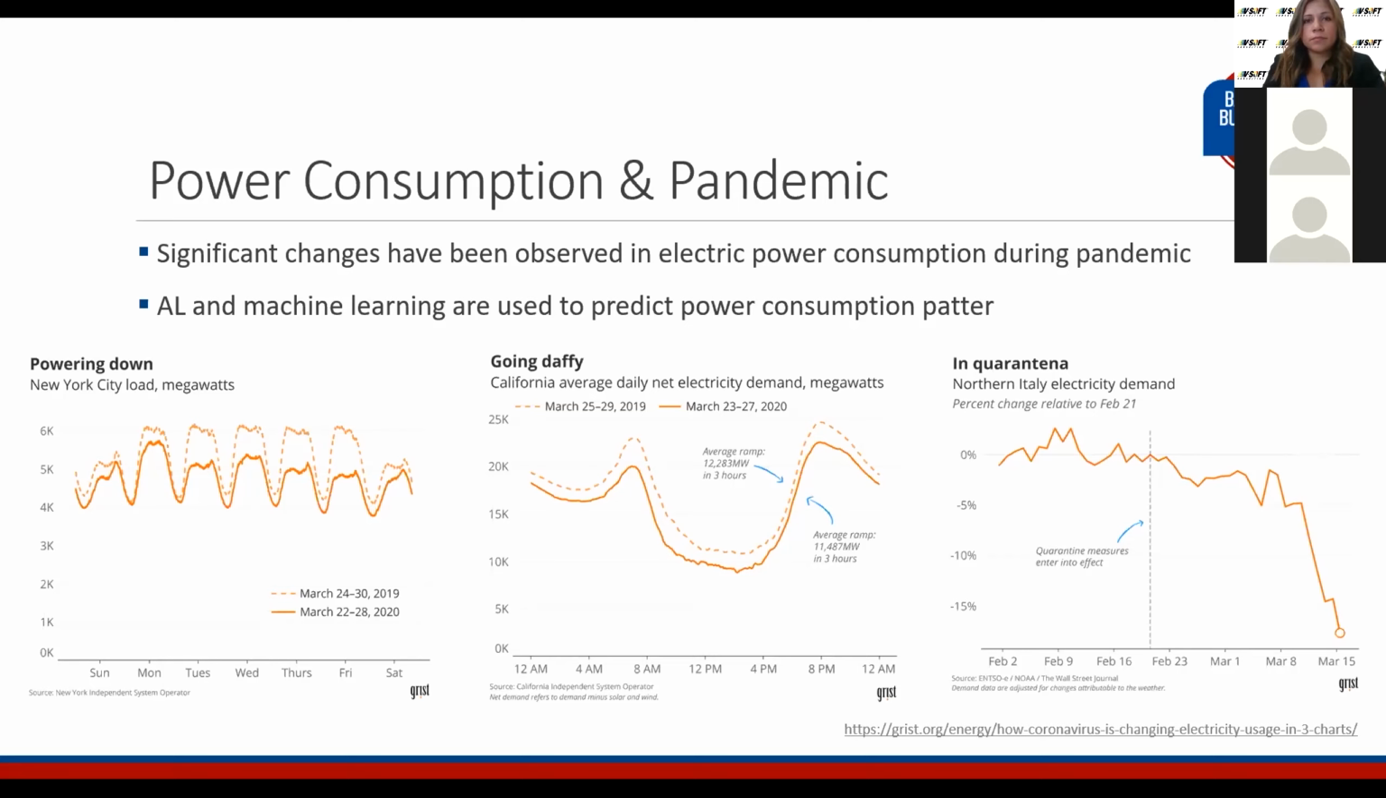Let's talk about ramp rate. If you are not ready for a huge ramp up or ramp down, you may see an outage in the system. And if you see an outage, let's say a generator outage, that generator outage may cause an outage of a lot of loads, and that load might be a hospital. So it is very critical to analyze load patterns in the grid.